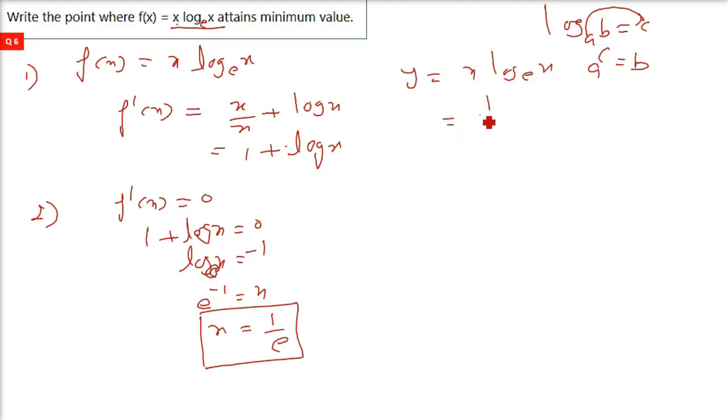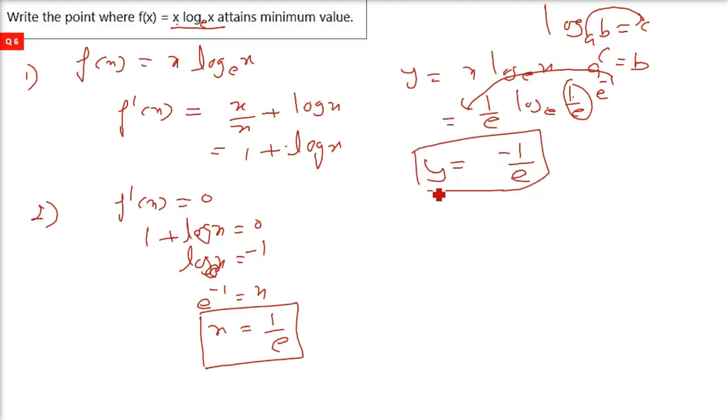So y is equal to x log x. As I am saying, double differentiation is necessary, but let me find out the value of y also. When you put x equals 1 by e, we get y, because the question is asking about the x and y point. Just put x equals 1 by e, and that is going to give you y as negative 1 by e. So x and y we got, because the coordinates are being asked. What are the points where this attains minimum value? 1 by e and negative 1 by e is the final answer.